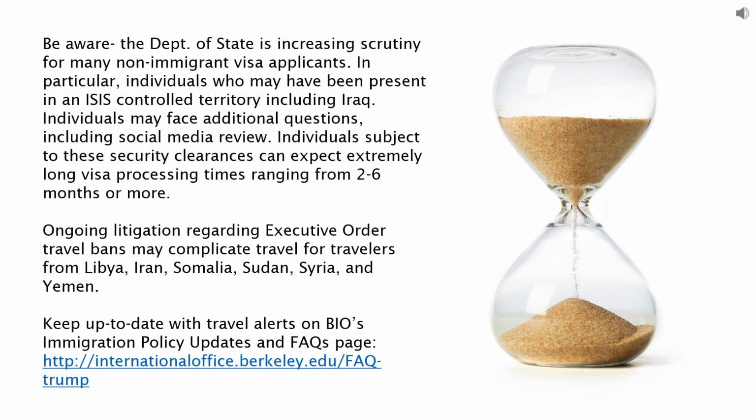In addition, the Department of State is increasing scrutiny for many non-immigrant visa applicants, such as individuals who might be present in an ISIS-controlled territory, including Iraq. You could face additional questions or social media review, and those subject to these security clearances can expect extremely long visa processing times ranging from 2 to 6 months or more. Countries on the executive order travel bans could face some complicated travel, such as Libya, Iran, Somalia, Sudan, Syria, and Yemen. You can keep up to date with these travel alerts on our immigration policy updates and FAQ page listed here, and you can always contact our office if you have questions as well.